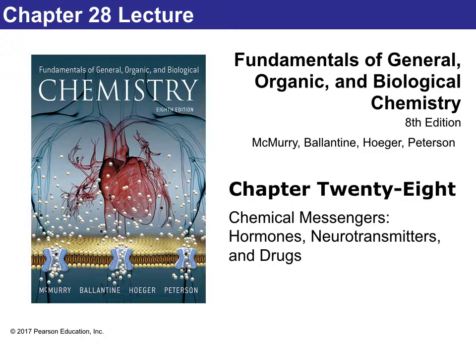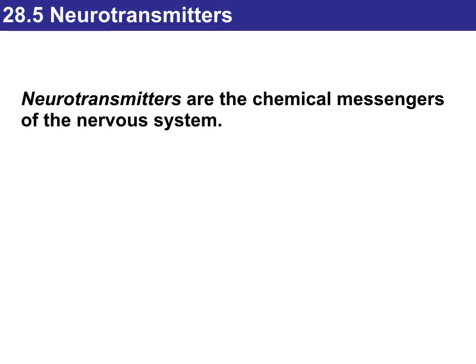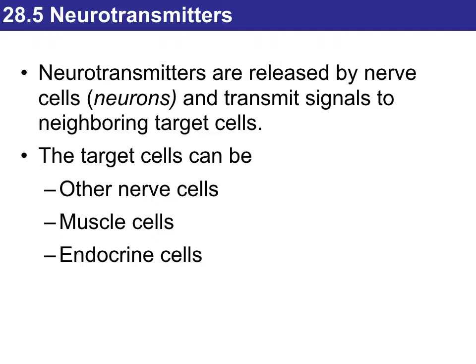This fourth part for chapter 28 is really a summary, and I invite you to read those sections. We're just looking at neurotransmitters, which are the chemical messengers of the nervous system. They are released by nerve cells, the neurons, and they transmit signals to target cells that are very close by. They can be another nerve cell, a muscle cell, or also endocrine cells.